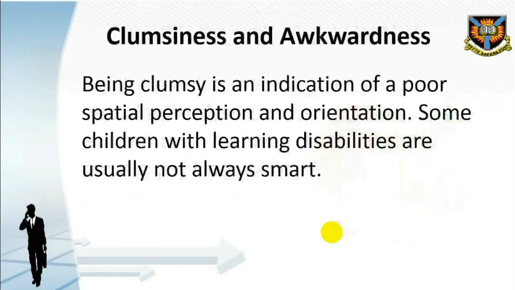5. Clumsiness and awkwardness. This is another characteristic that marks out children with learning disabilities. Being clumsy is an indication of a poor spatial perception and orientation. Some children with learning disabilities are usually not always smart.